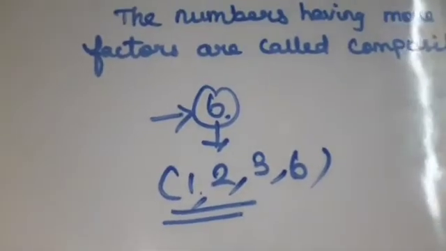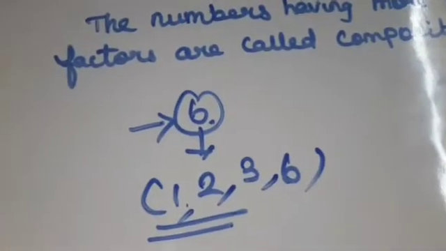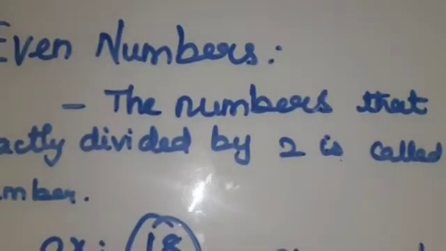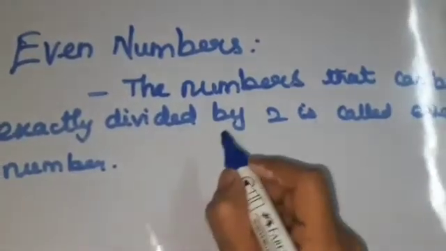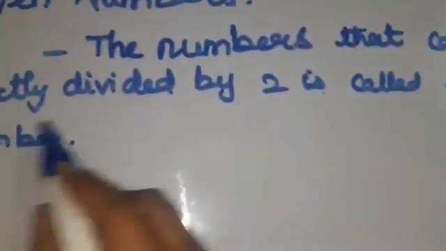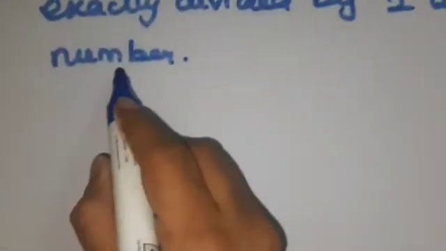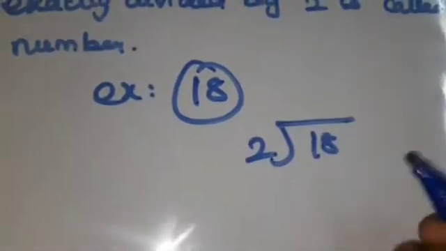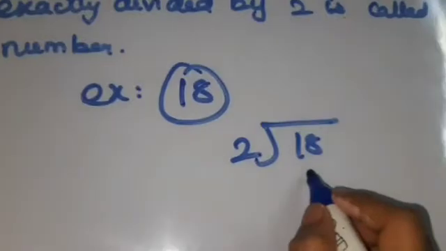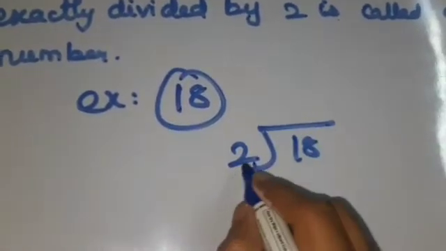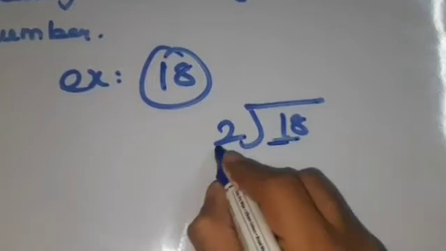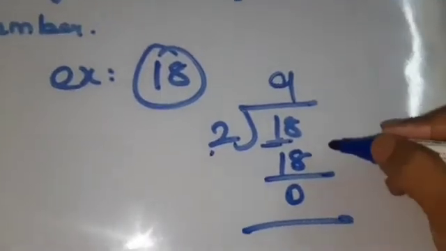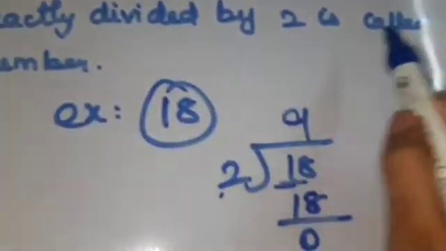Now, let's get to know what is meant by sieve of Eratosthenes. Before that, let us get to know what is meant by even numbers. The numbers that can be exactly divided by 2 are called even numbers. For example, we'll take the number 18. Let us divide this number and find whether this is an even number or odd number. How many times does the number 18 come in the 2 table? 9 times. So, this 18 is an even number which is exactly divided by 2.